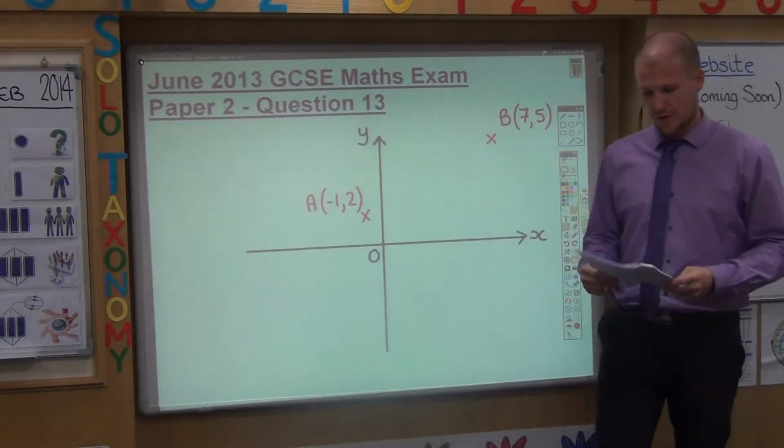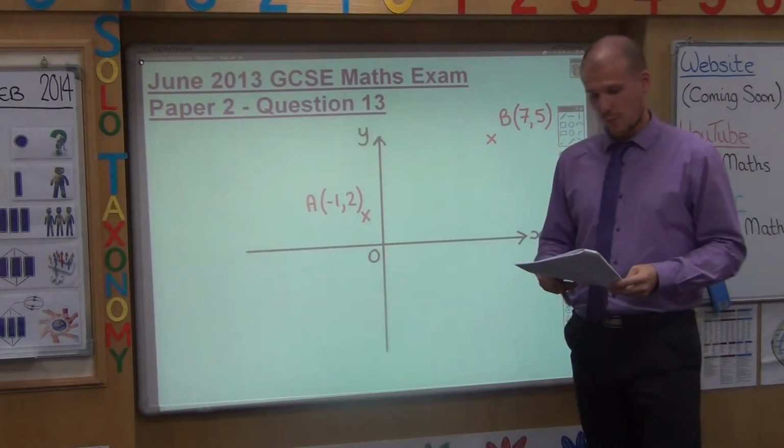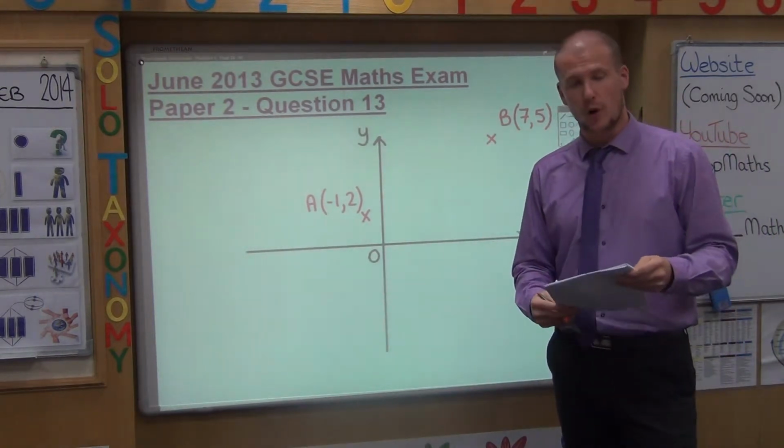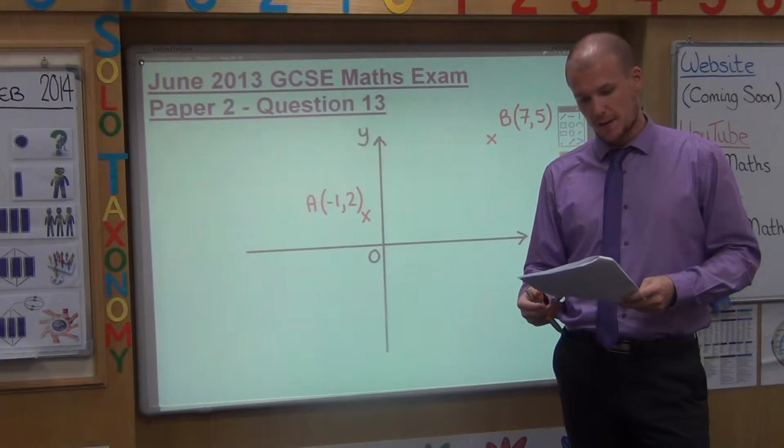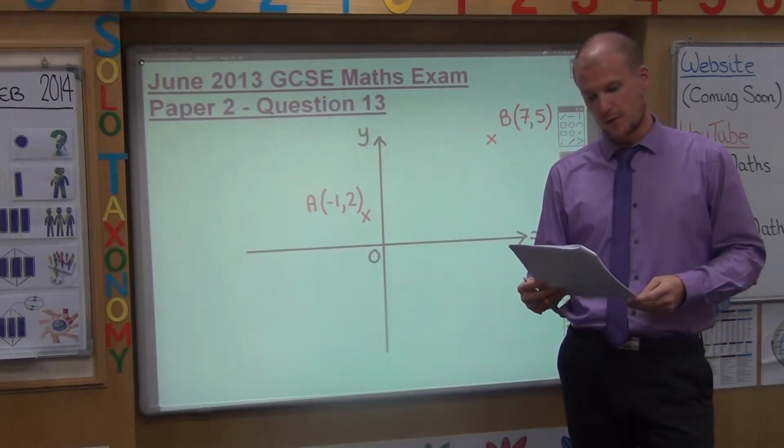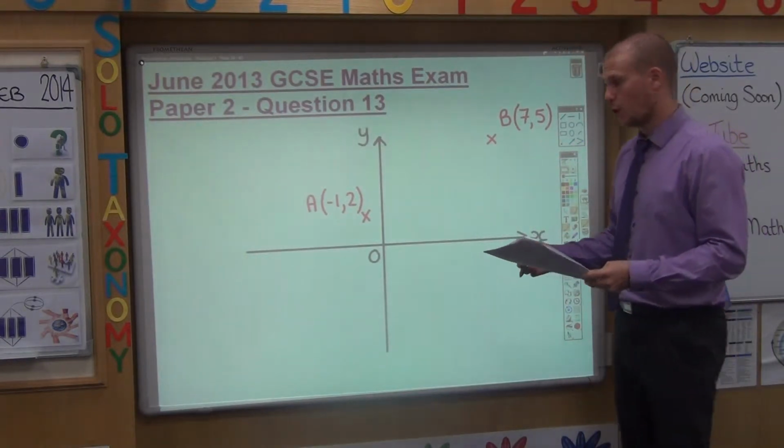Paper 2, question 13. You're given a diagram with A and B. You're told A is the point (-1, 2), B is the point (7, 5). Question A, find the coordinates of the midpoint of AB.